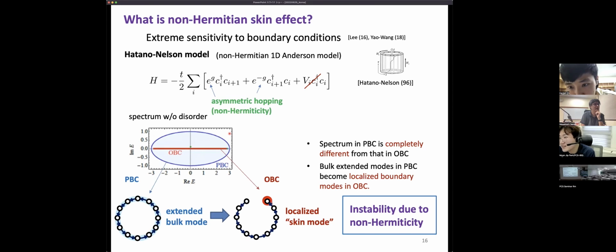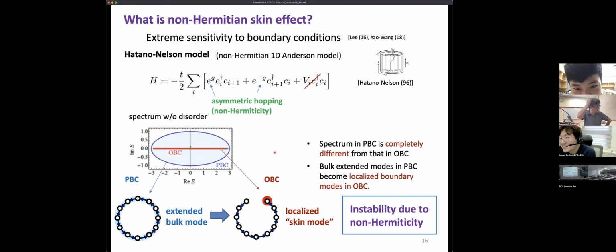For example, if the forward hopping is stronger than the backward hopping, we have a forward flow. So we can expect a skin mode at this side, but we can change the relative strength between the forward hopping and the backward hopping. And in this case, the winding number becomes minus one, and we have the localized modes on the opposite side. And how about winding number two or three? How does that manifest?